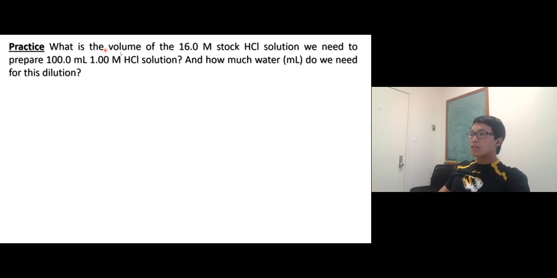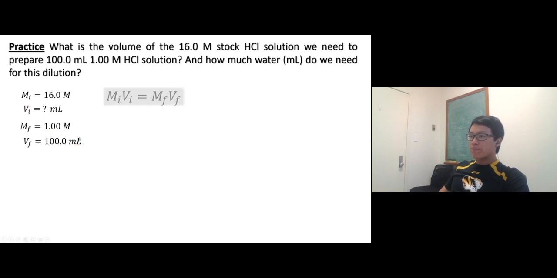So first off, you need to calculate the final volume, and then the volume of water. Okay. All right. At the beginning, what is the volume of 16 molar? That's what we want, but we don't know the volume. Okay. We need to prepare the second solution, 1 molar, 100 milliliter of it.